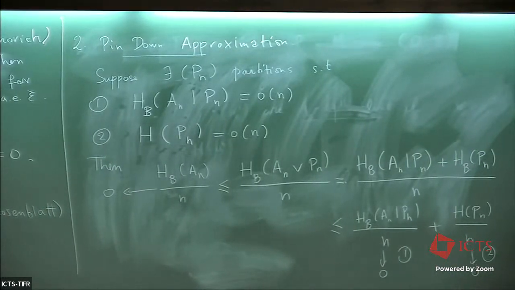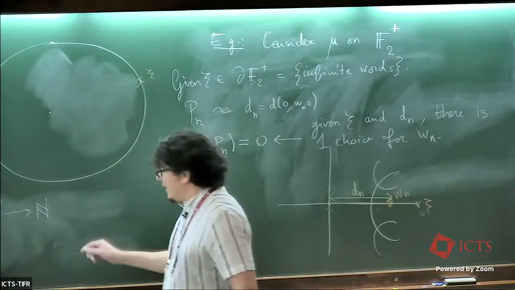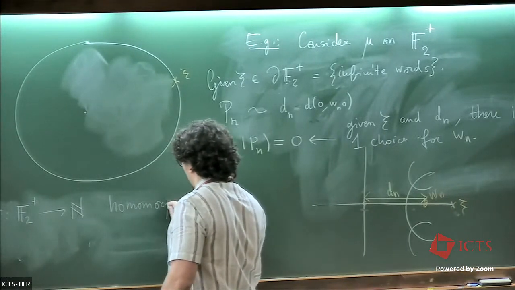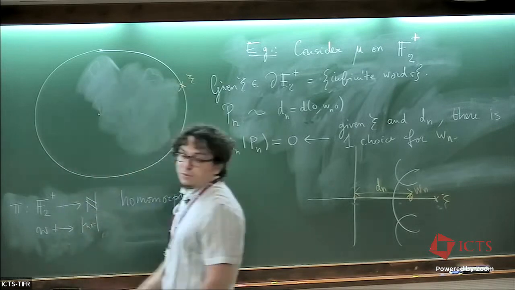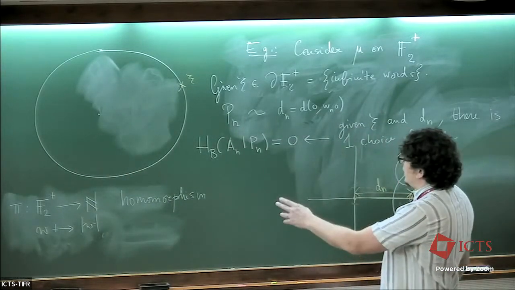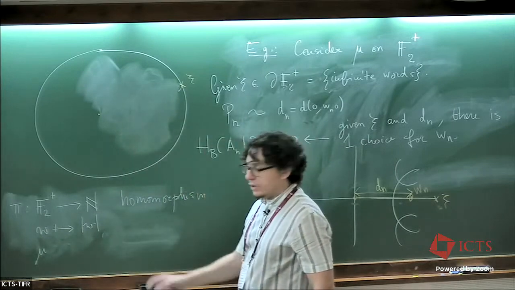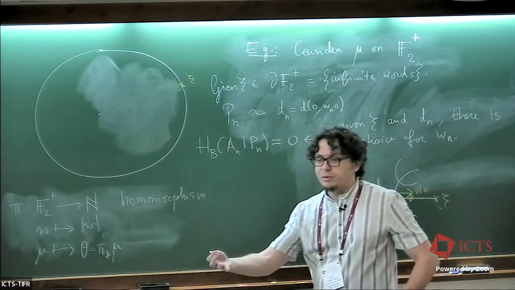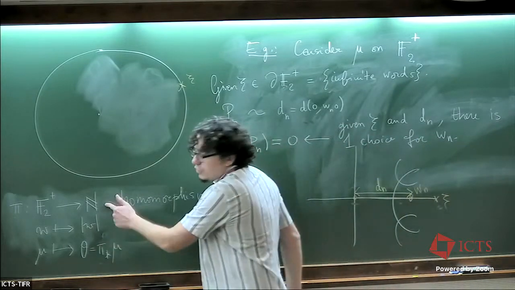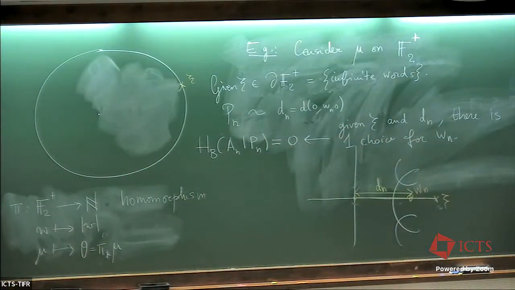However, in the free semigroup, what happens is particularly nice, because in the free semigroup, you have a group homomorphism from F2 plus to N. This is a homomorphism in this case. You take a word and this just gives you the norm of this word. So it's fairly easy to test this condition, because if we start with a measure mu on the group, we can define theta to be the push forward of mu under this projection map. And this is a measure on the natural numbers. Now, if I give you a random walk on the natural numbers, what happens to the entropy?